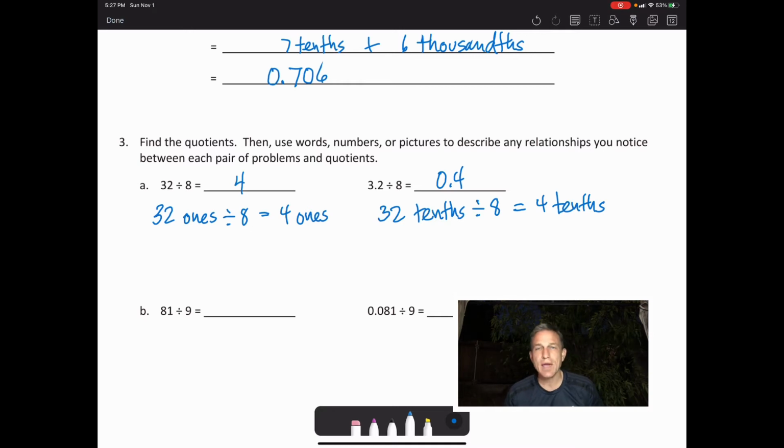As you can see, we have the same fact family. We have the 32 divided by the 8 here, and we have the 32 divided by the 8 here. But instead of ones, the second one has tenths, but it's still the same fact family. Okay, let's look at the next one.